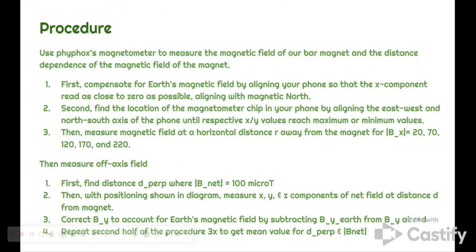Then we measured our off-axis fields, first finding a distance d-perp where the net magnetic field was equal to 100 microtesla. And with the positioning shown in the diagram, we measured the x, y, and z components of the net field at a distance d from the magnet, corrected the B to account for Earth's magnetic field, and then repeated the procedure 3 times to get a mean value.